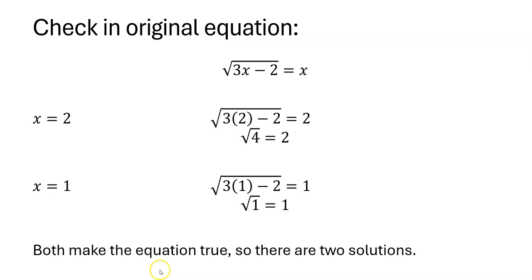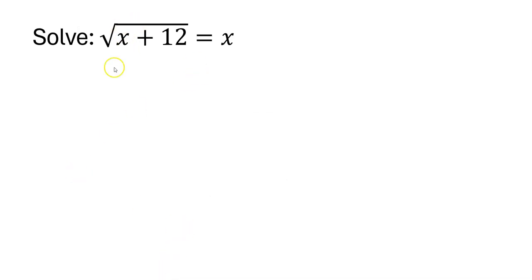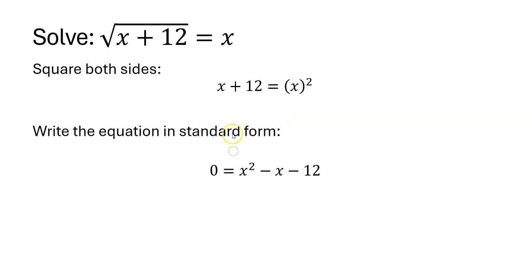Let's do one more that's not quite as nice. We have the square root of x plus 12 equals x. We square both sides. That gives us x plus 12 equals x squared. Now let's get that into standard form. So we have x squared minus x minus 12.